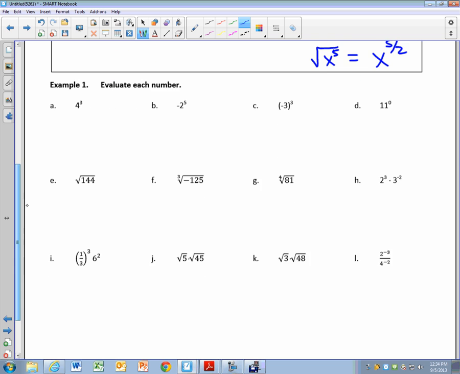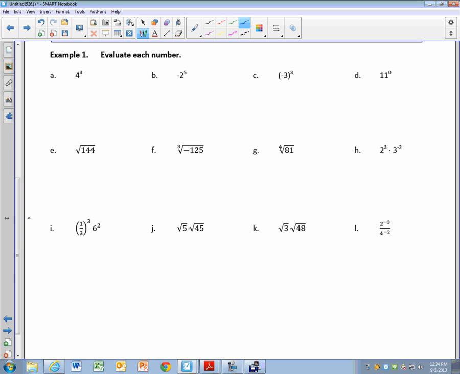Okay, so let's do some of these basic operations then. I'm going to change this to -2 to the fourth. Okay, 4 to the third. What's 4 to the third? 64. Just multiply it 3 times. -2 to the fourth. Is it -16 or +16?